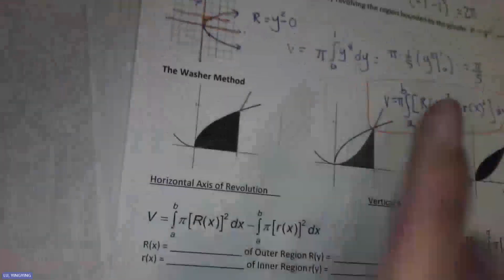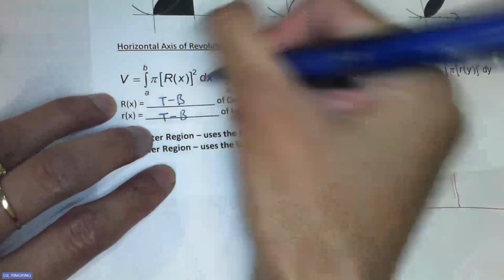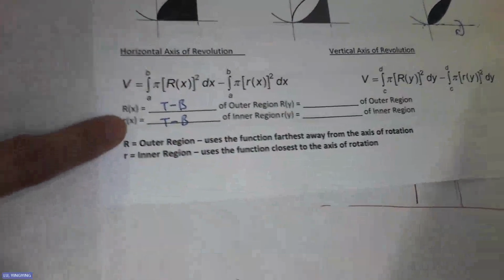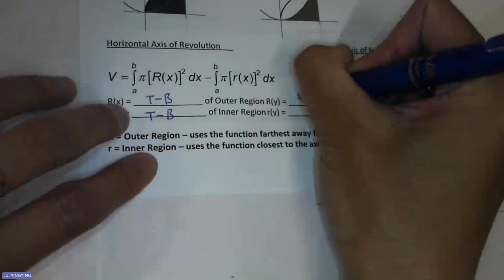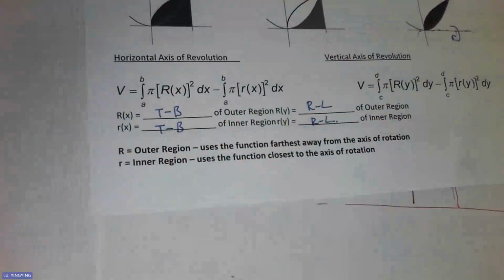Okay, so that is our big R. That was our small r. We always use top minus bottom, right minus left, no matter what. So write this down in your notes. Top minus bottom for big R and small r. That's the outer region, that's the inner region. Right minus left, the outer region. Right minus left, the inner region. And now we're going to start working on washer.